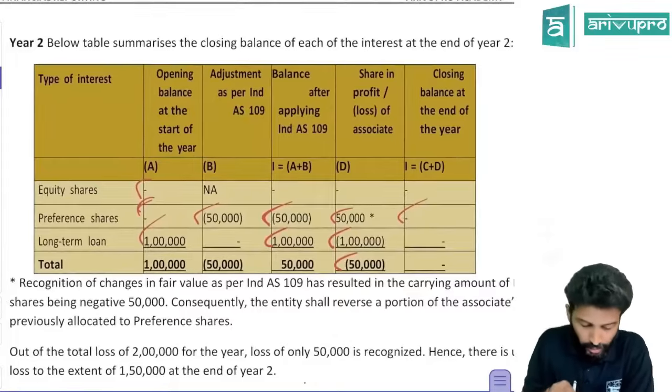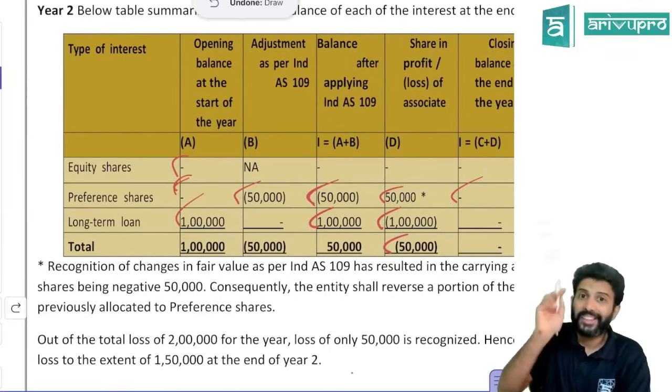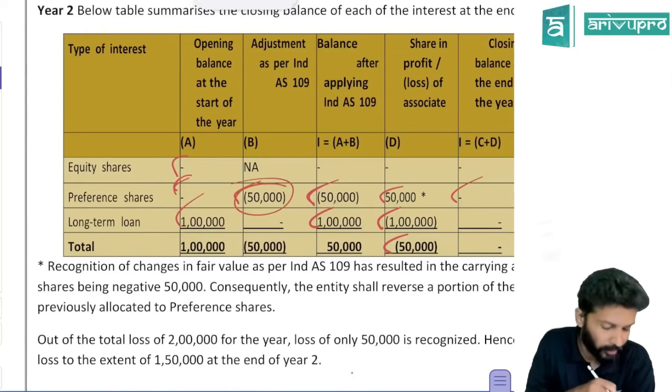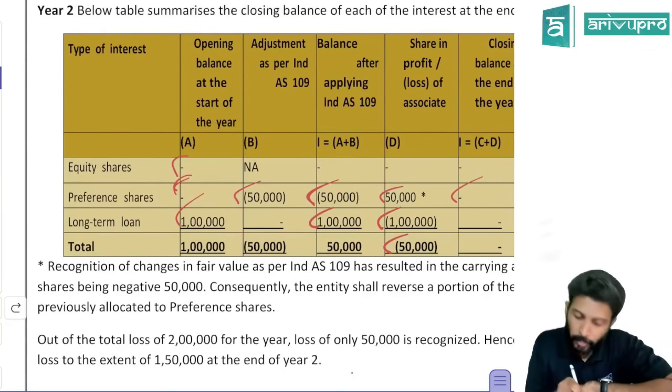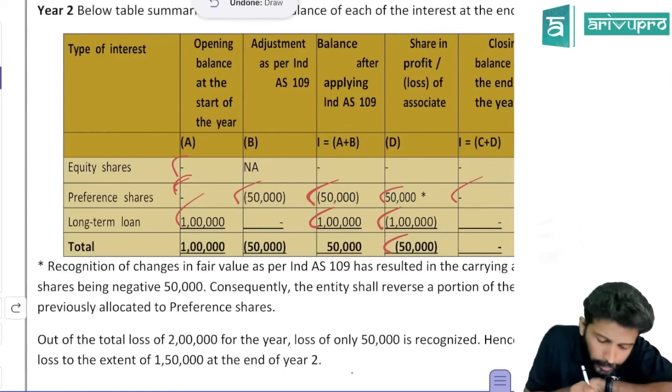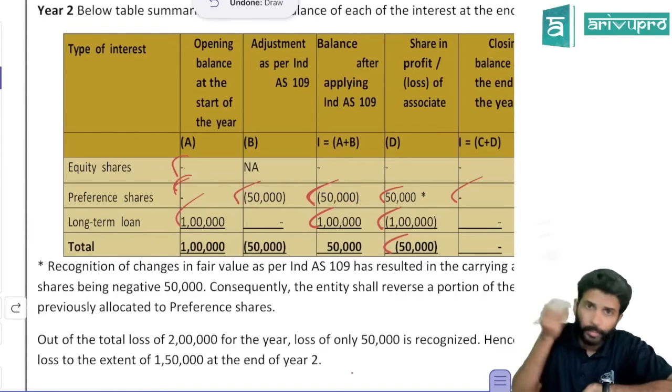Maybe I'll tell you this once again. The balance is this. First year's closing will become second year's opening. In the second year, there is a fair value loss on preference shares under Ind AS 109. That is always the priority. You have to record this. But the preference shares balance is already 0. So how can you adjust 50,000? Because its balance has become negative 50,000 now. Correct? But you have to adjust this.